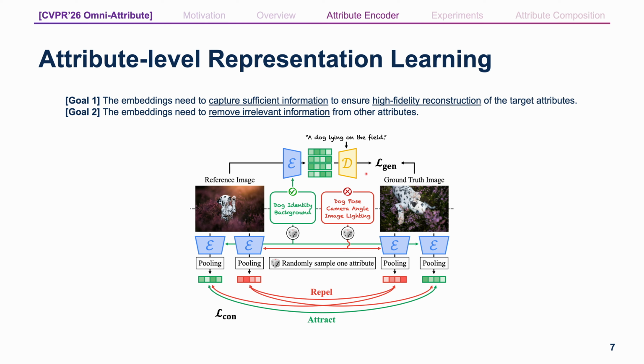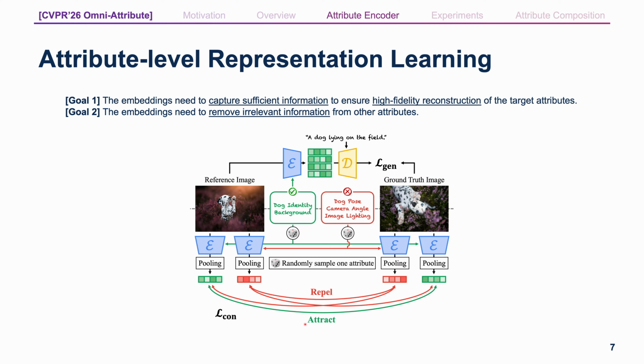First, we designed a generation loss, as shown in the upper half of this figure. We randomly select one image from the image pair as the reference image and the other as the ground truth image. This generative loss ensures that the extracted attribute embeddings can faithfully reconstruct all positive attributes shared between the two images.